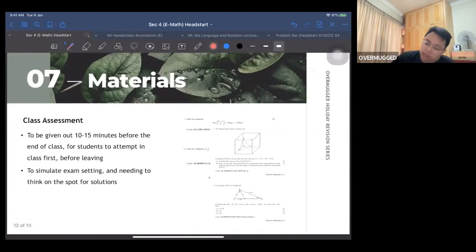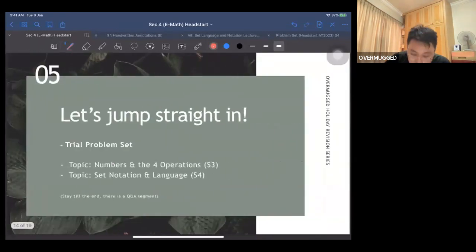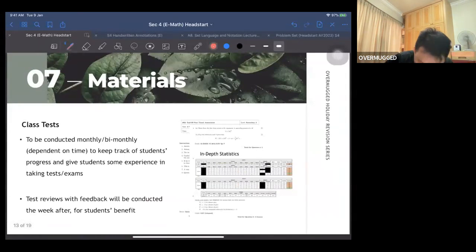Next will be these 2 things, class assessment and class test. I don't know about other tuition teachers, but what I do is make sure that you are ready for the exam. So I'll set exam questions to see how well you are doing, and also give you feedback, give you the examiner's report and what to take note of for the topics. Okay, that's about it.